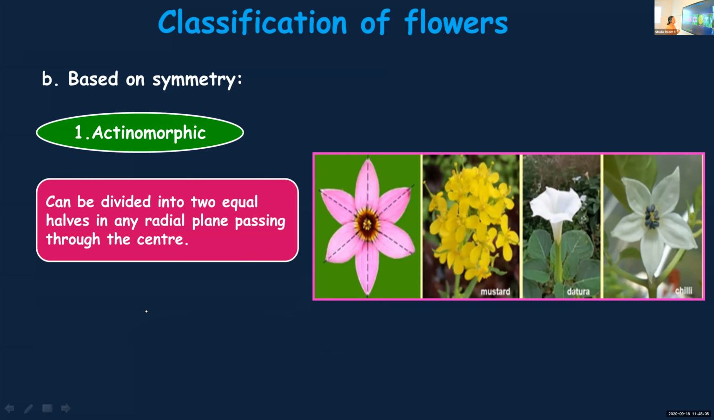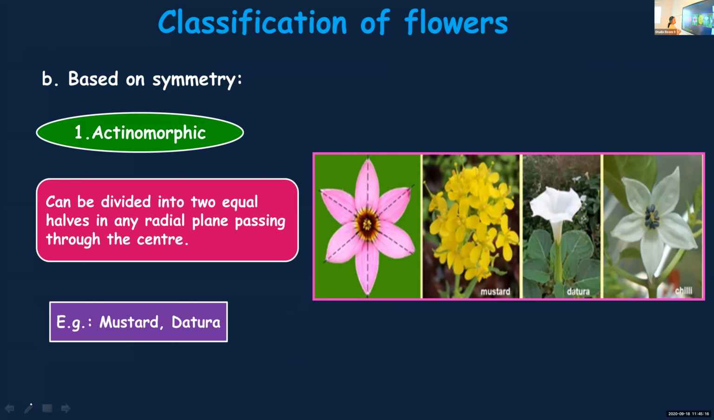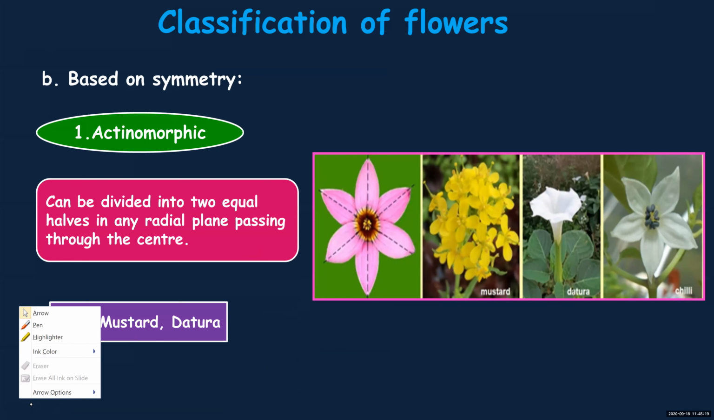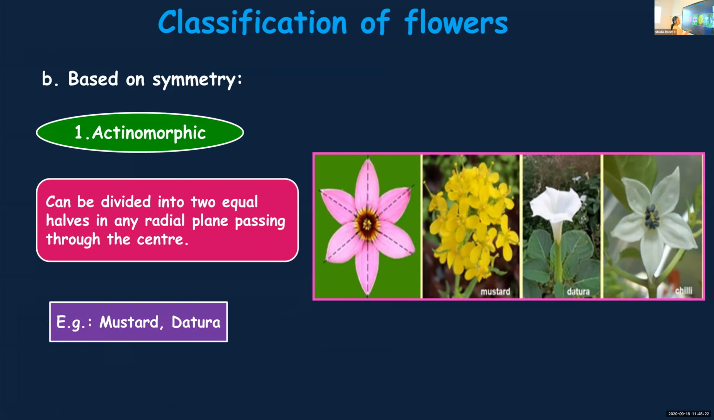The body or the flower can be divided into two equal halves in any radial plane passing through the center. And examples, mustard and datura. The pictures of both you can see in the figure given. See here, radial symmetry very clearly given. It should pass through the center, and passing through the center, any radial plane can cut it into two identical halves. So such flowers are said to be actinomorphic. Mustard and datura, you can see mustard flowers and datura flowers in the figure given.